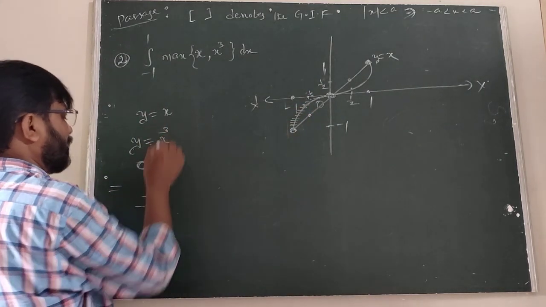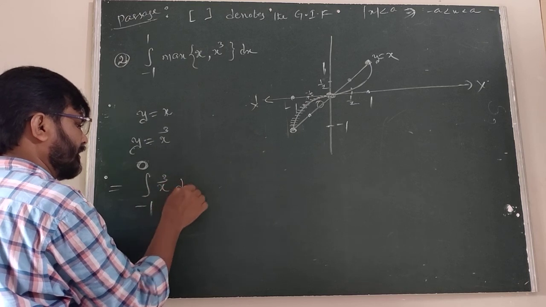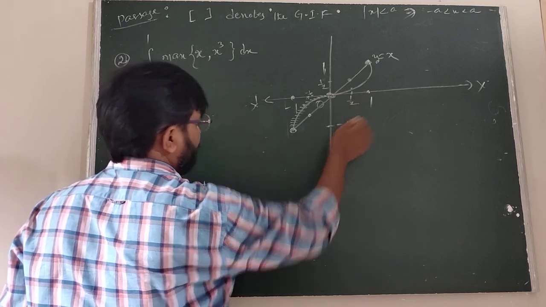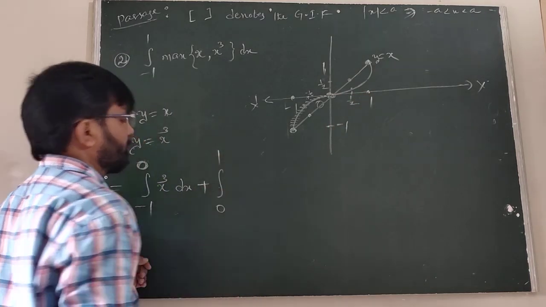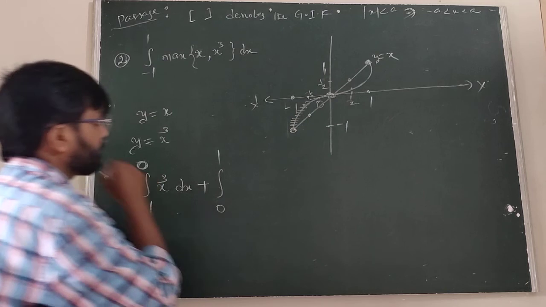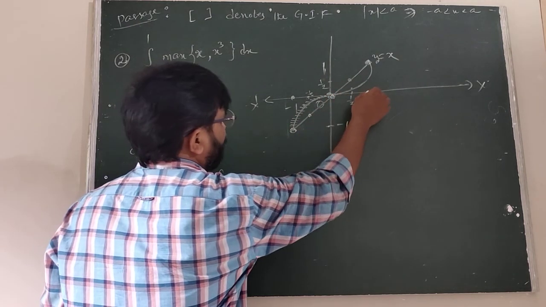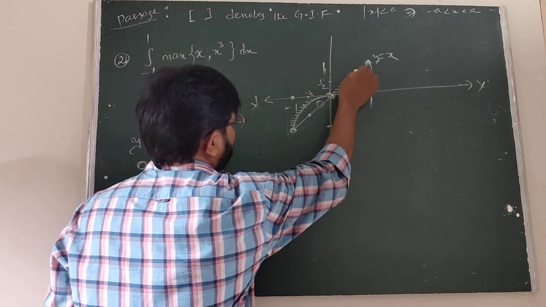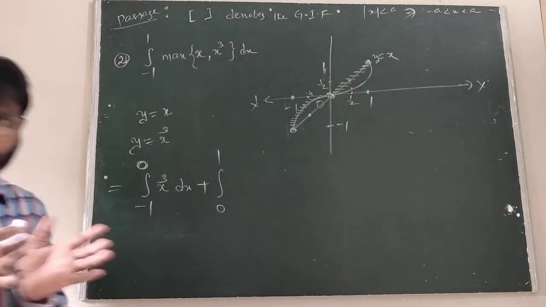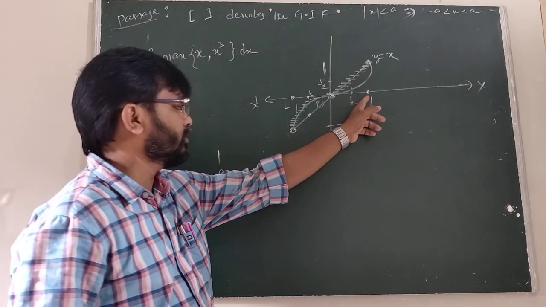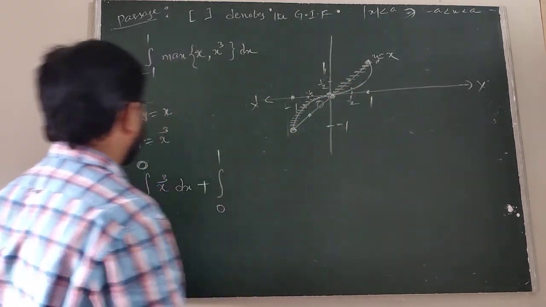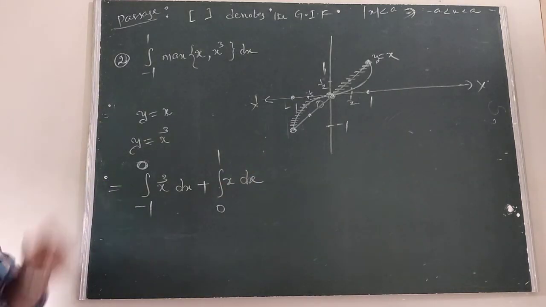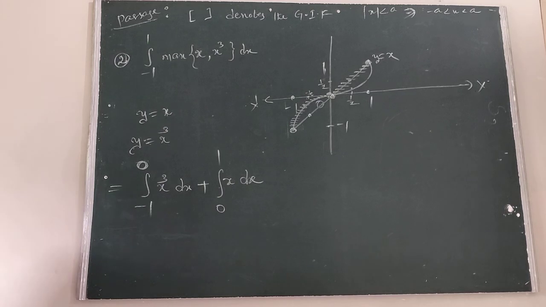That means the graph is x cube dx. Now we can write the maximum on 0 to 1. In the region 0 to 1, this is above and this is below. The maximum part is this one. Is it clear or not? When we are taking the interval 0 to 1, the maximum graph is this one. Therefore, you can write this is x dx. Is it clear or not?